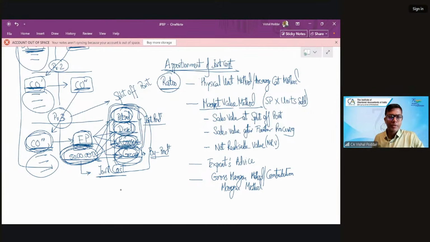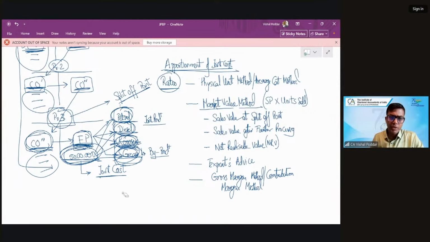Clear? Now, this process 3 is called the split off point. Why? I explained. Because this is the process in which your raw material for the first time got divided, got split into the various products. That is why this process is called the split off point.